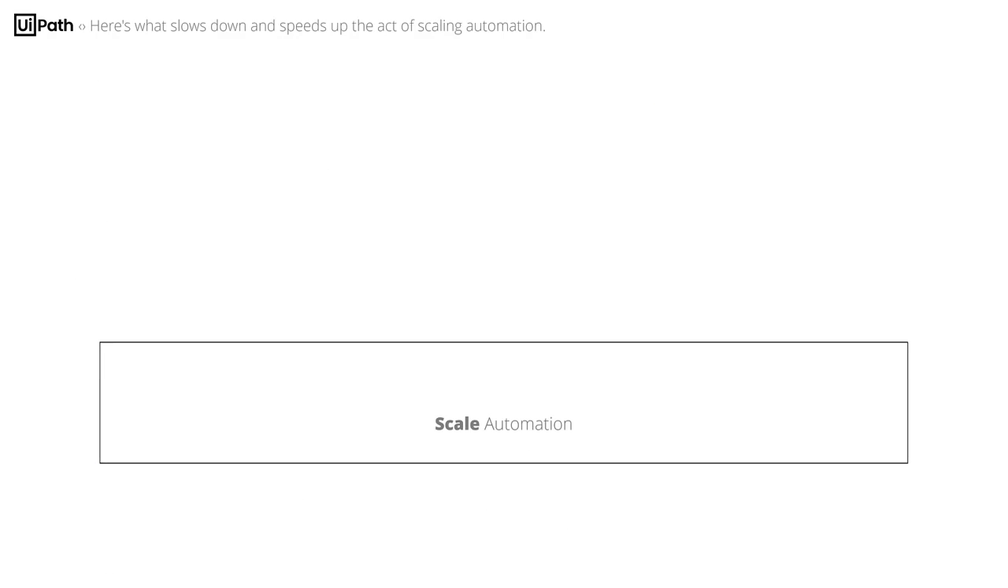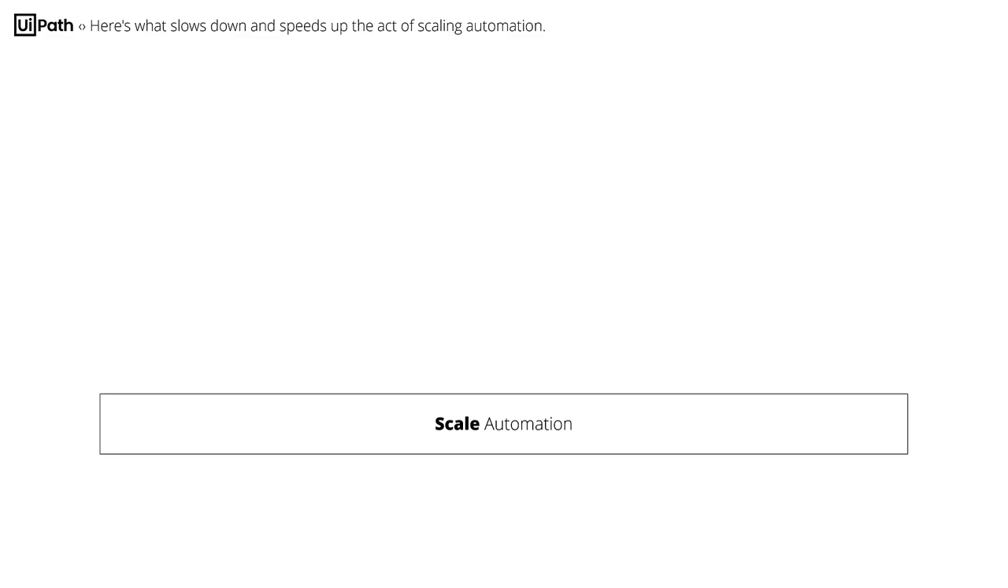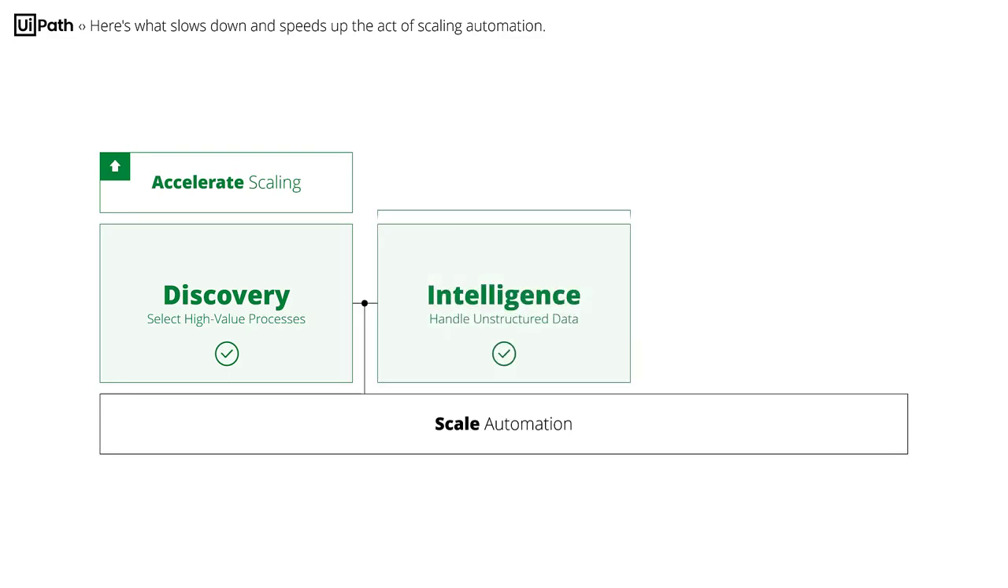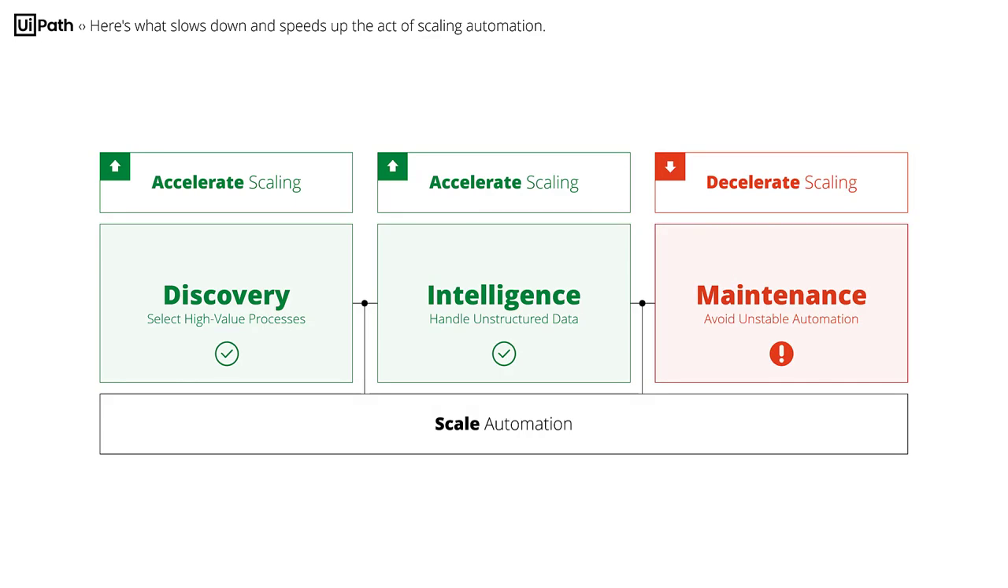Now let's briefly wrap it up and let's see what we have learned so far. First, scaling automation across the enterprise means being able to select and automate high-value business processes first. So process discovery is a key enabler to scale RPA. Secondly, intelligent automation, that is the ability to handle unstructured data in an automated way, is a key enabler for scaling RPA, especially across your organizational workforce. And thirdly, we've also seen a decelerator for scaling RPA, and that is the maintenance effort related to your automation.